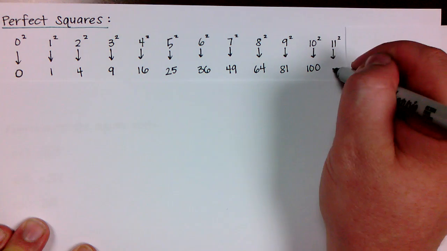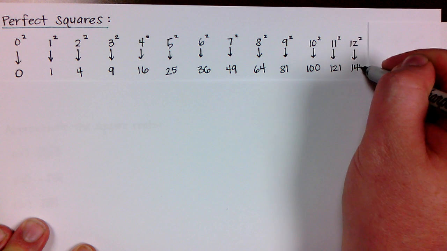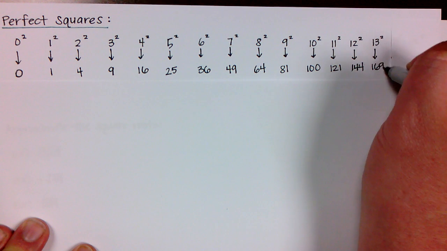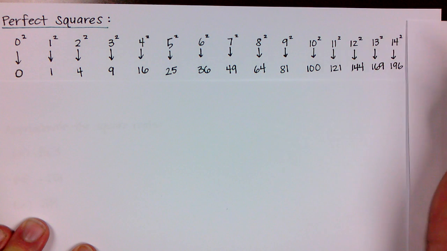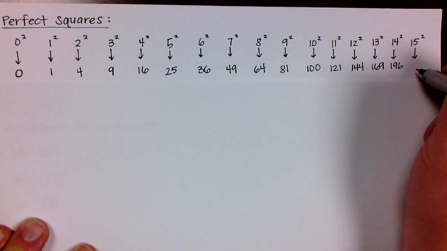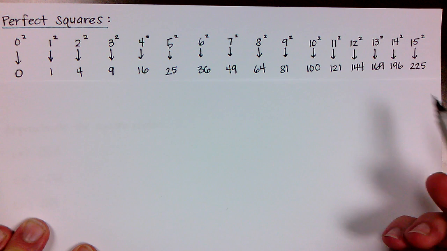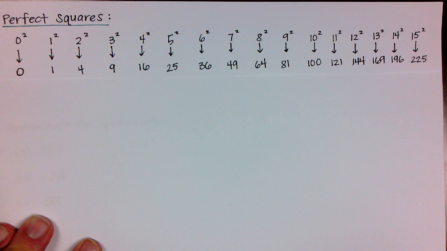11 squared is 121. 12 squared is 144. 13 squared is 169. 14 squared is 196. I always remember those because the last 2 digits you write in reverse. And 15 squared is 225. If you don't know all of these by heart, you should probably try to memorize those. Even you can go up to 20, and I would say that you're on the right track of being really successful in math the rest of your life if you can have those memorized.